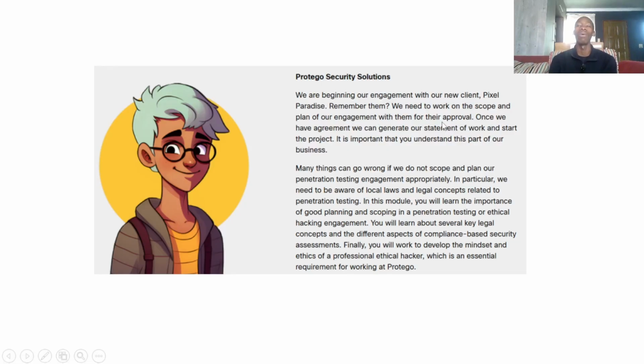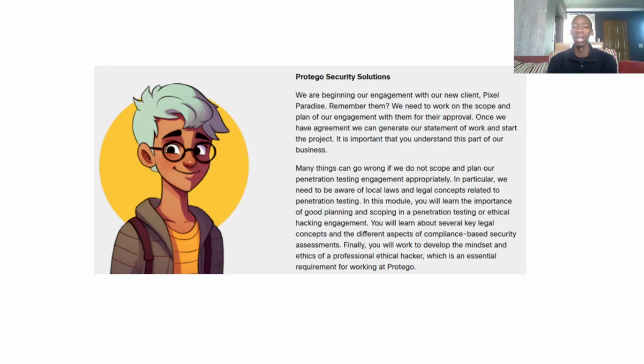Okay, meaning now we need to actually have a way forward for us to perform this pen testing so that they know what we are going to perform, and if ever they agree with it or not, the methodologies that we are going to use, if ever they agree with them or not. Once we have agreement, we can generate our statement of work and start the project. It is important that you understand this part of our business. Many things can go wrong if we do not scope and plan our penetration testing engagement properly.